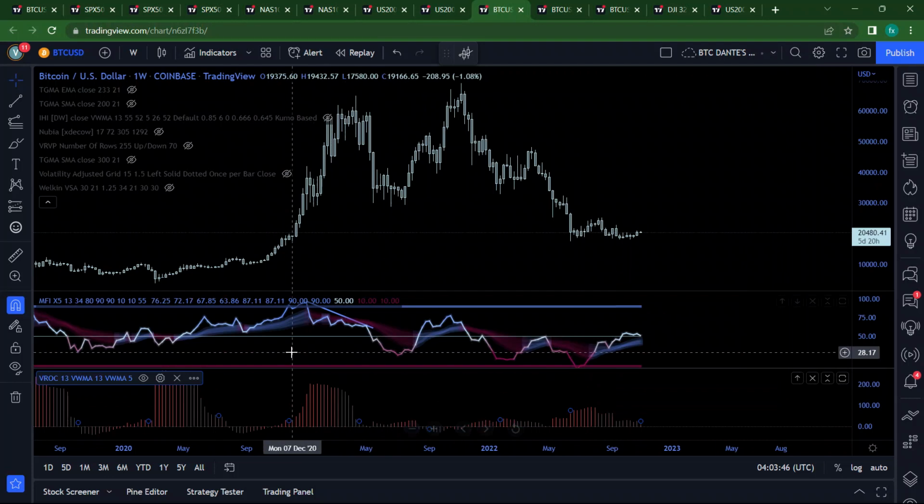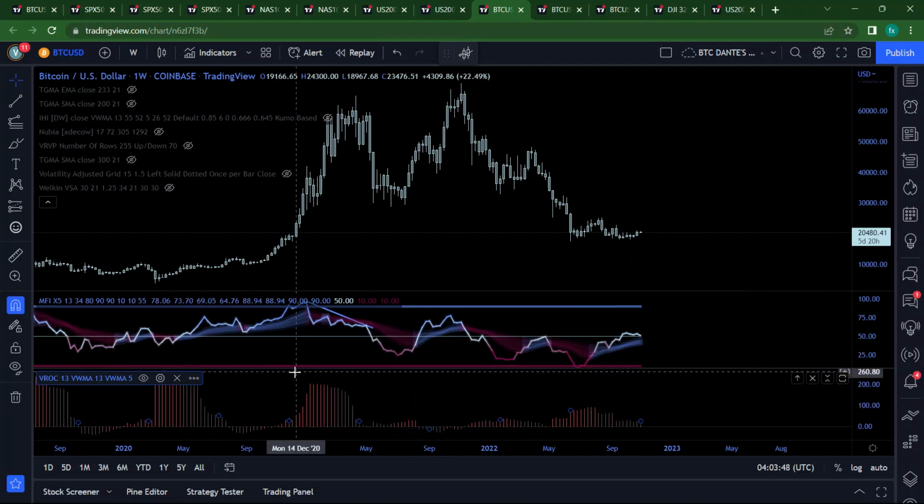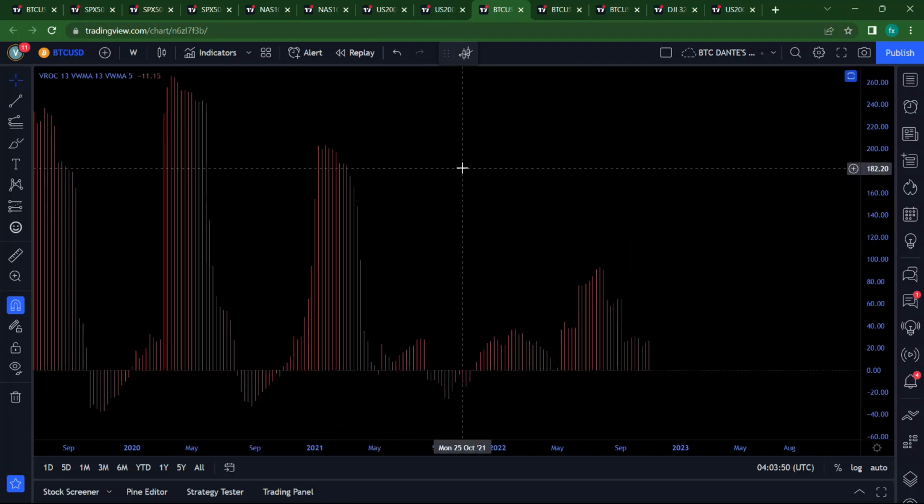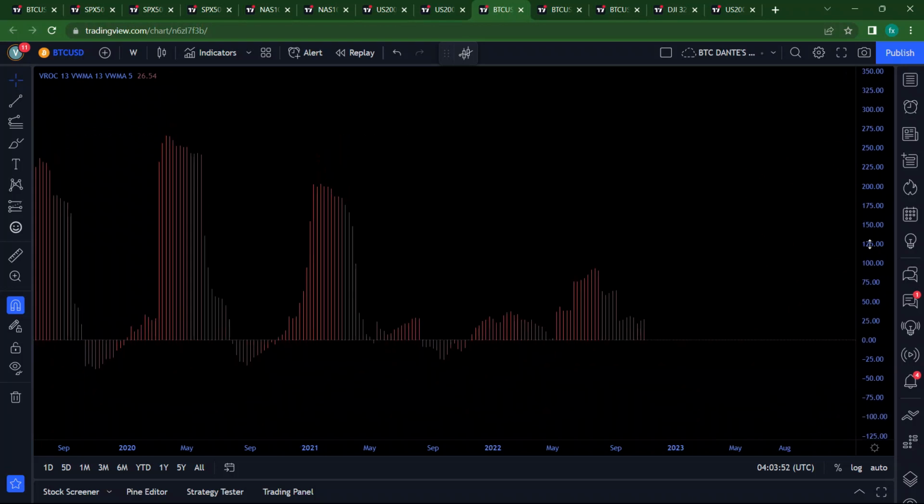All right, so what is a Vroc? Volume rate of change. What this is, guys, this is a momentum indicator for volume. There's lots of different volume indicators. I like this one. The formula is simple. The formula makes sense. And what it does is you specify the period. For me, it's 13. It does a calculation based on the current candle close, going all the way back to the 13 periods to show you momentum, okay?